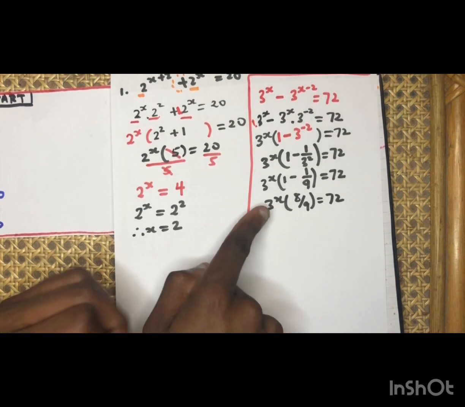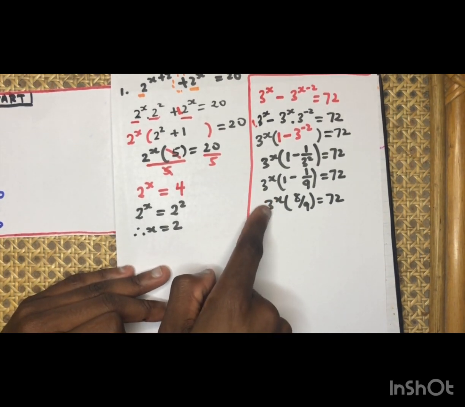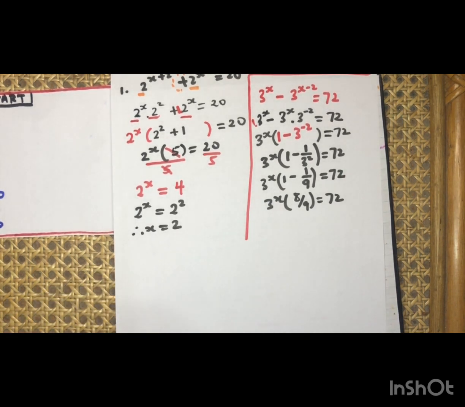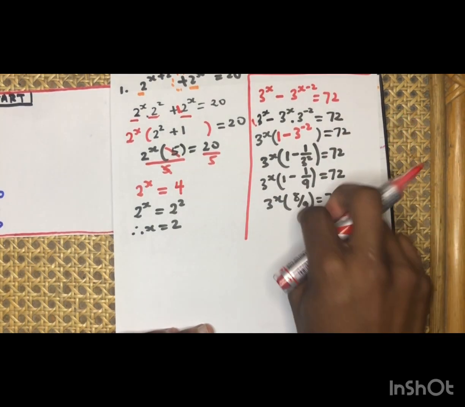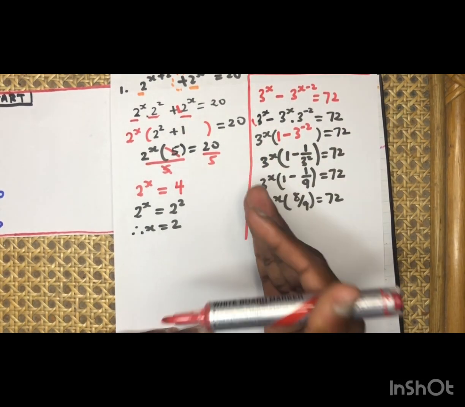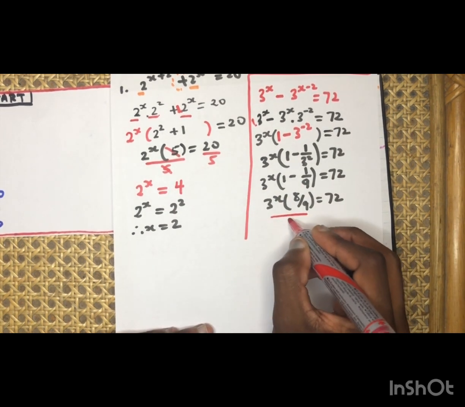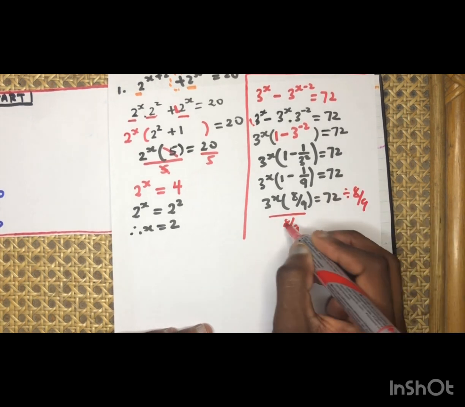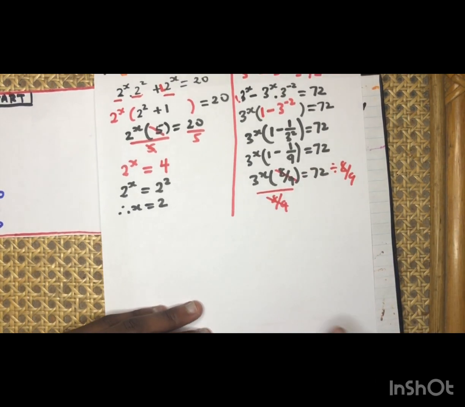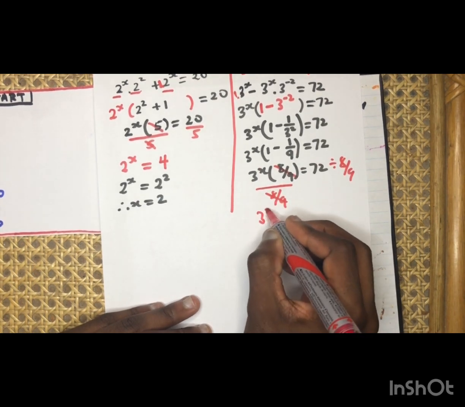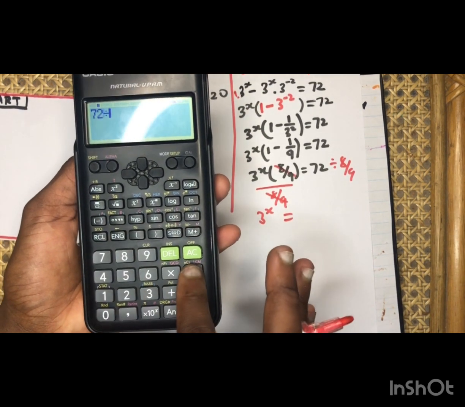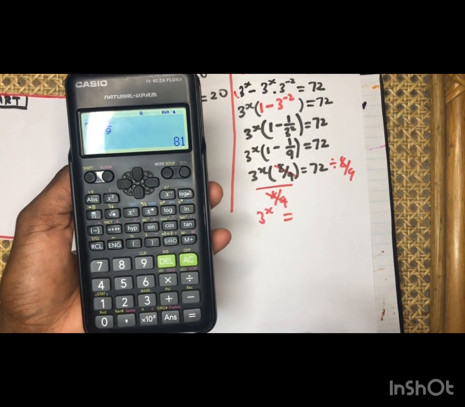So remember guys, we are solving for x. I needed this one to be a single power. So what must I do? I have to divide by 8 over 9, or just multiply by the reciprocal of this fraction, maybe multiply by 9 over 8 both sides. So if I divide both sides by 8 over 9, this will cancel out this one. Now we are left on this side with 3 to the power x equals, then good people, 72 divided by 8 over 9, you will get 81.